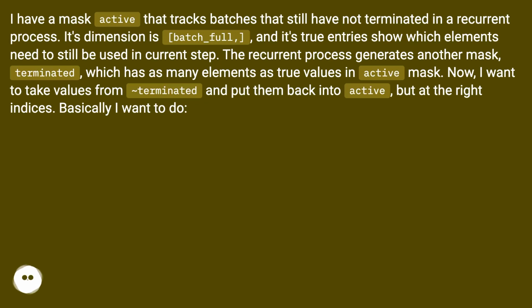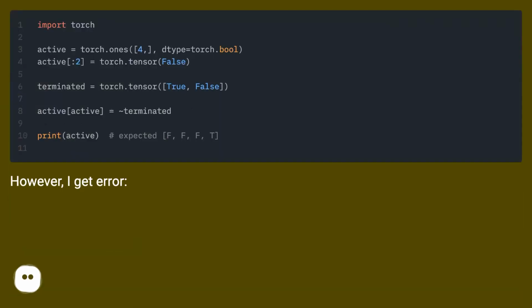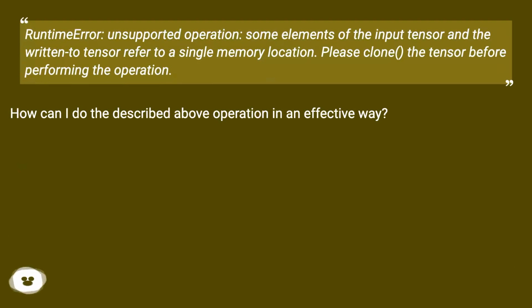Now, I want to take values from ~terminated and put them back into active, but at the right indices. Basically I want to do this. However, I get an error. Runtime error, unsupported operation. Some elements of the input tensor and the written to tensor refer to a single memory location. Please clone the tensor before performing the operation. How can I do the operation described above in an effective way?